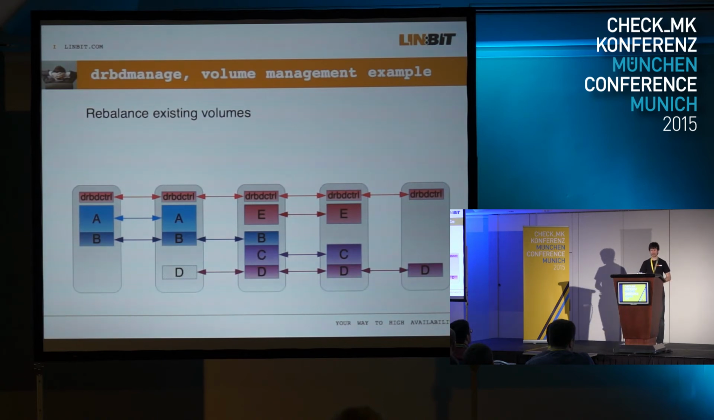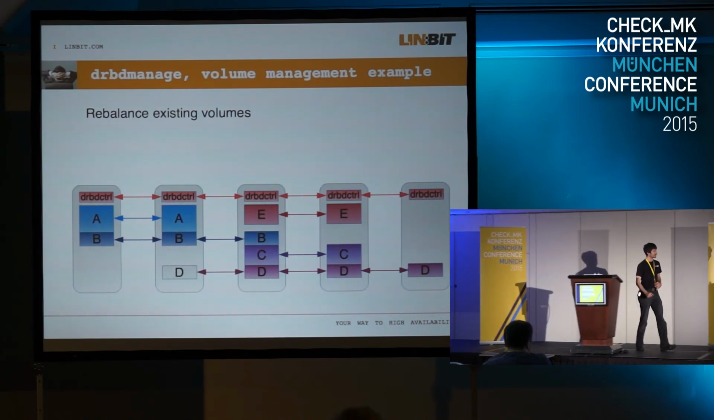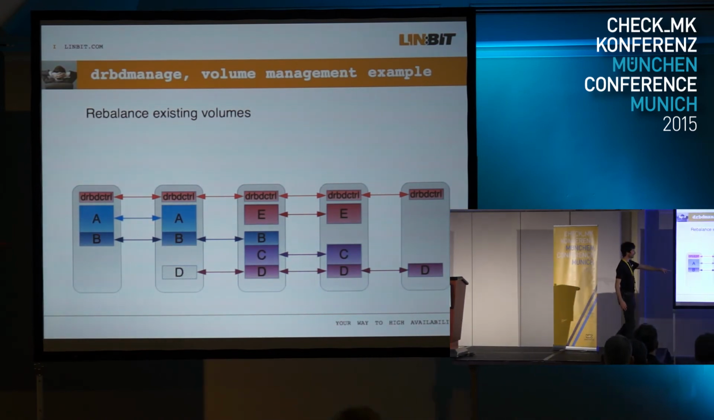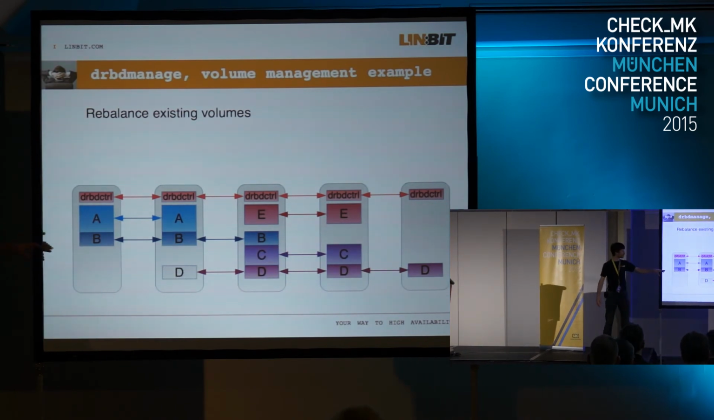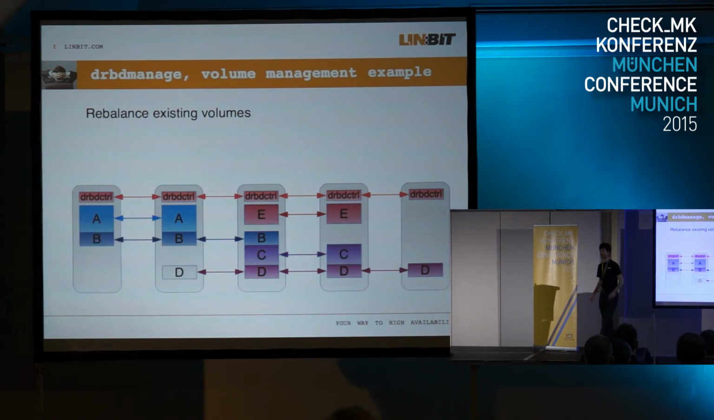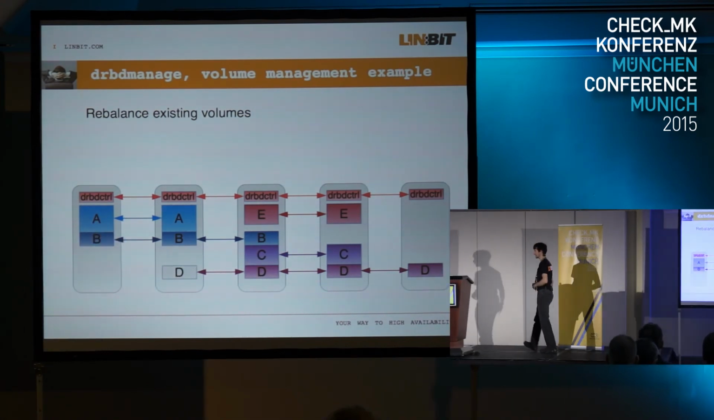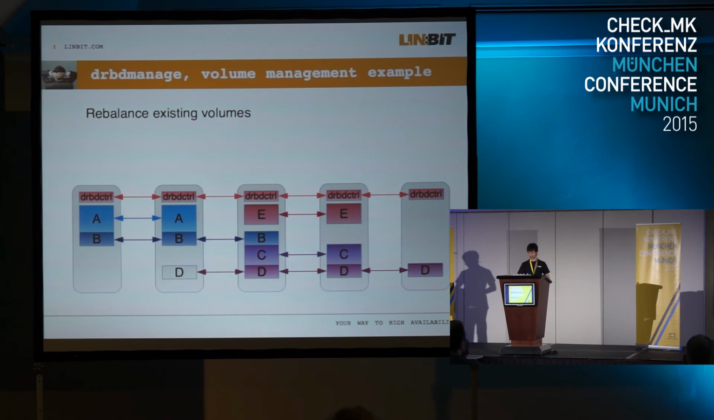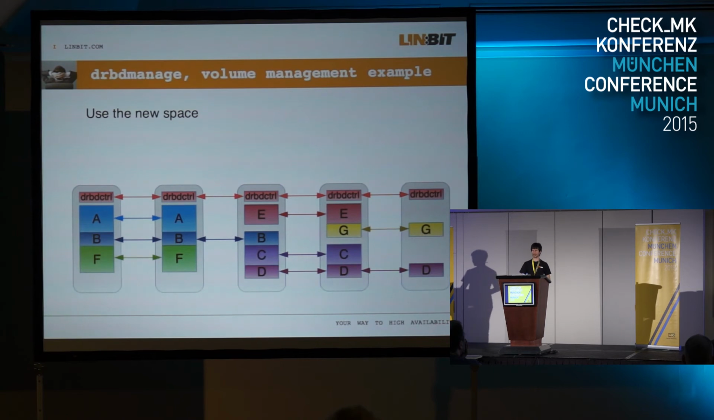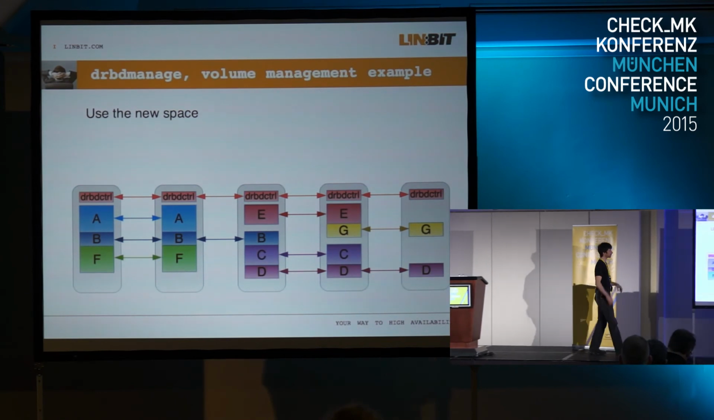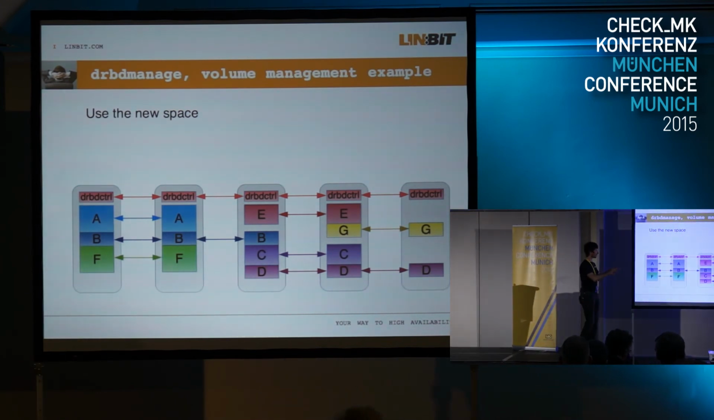And to that end, we have the possibility to do some rebalancing. Short term, this volume D is being replicated once more. So for a short period of time, it exists four times so that we can take it out of the original node. The other three nodes remain. One part is on the new node. This way, the resources can be redistributed to create storage on the other resources. So we can, for example, now add F, which wasn't available before.